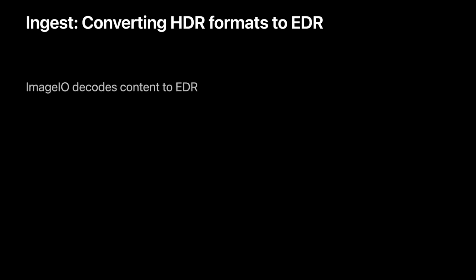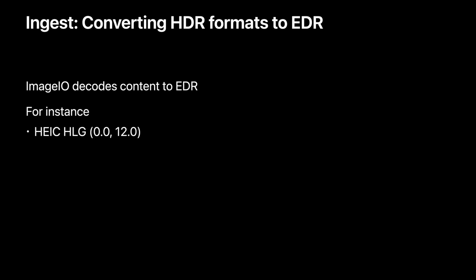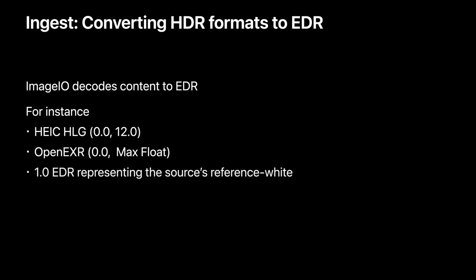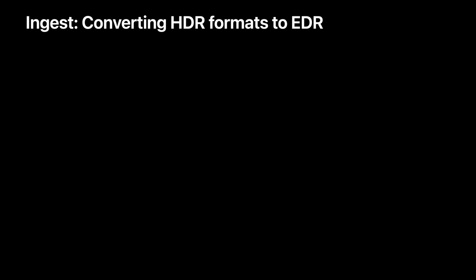Sometimes a workflow will require HDR formats to be converted to EDR explicitly. As mentioned, Image.io decodes HDR content to EDR, requiring no further conversion. For instance, HLG is decoded to the 0 to 12 EDR range, with EDR 1.0 representing reference white. Image.io decodes other HDR still image formats to their own particular ranges, with EDR 1.0 always corresponding to the source's reference white.